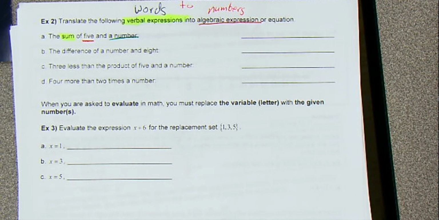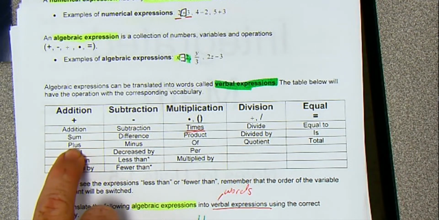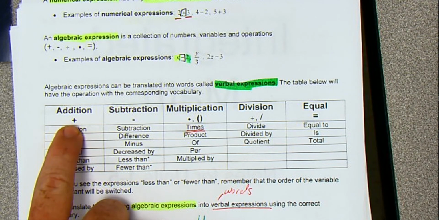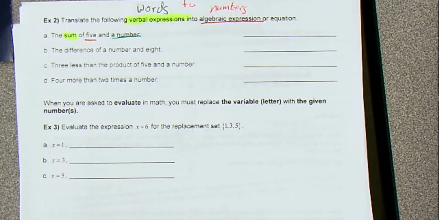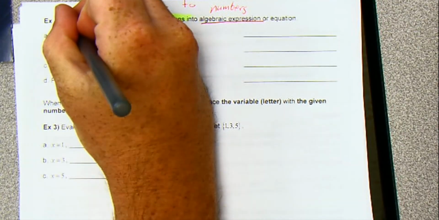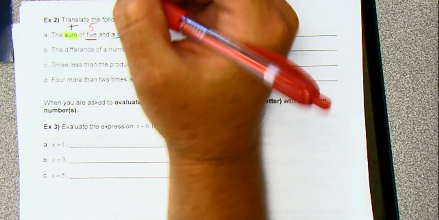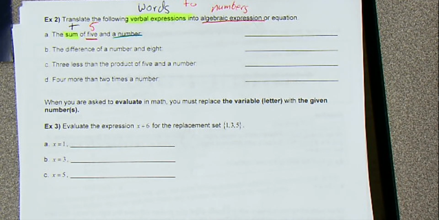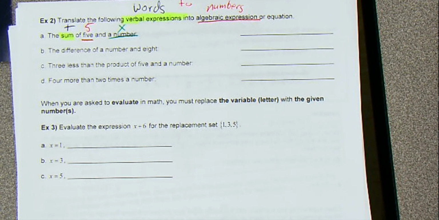So for the first one, the sum of 5 and a number, if I do not know what sum means, I go to my page that we were just on, which is right here. I look at my chart, I look for sum. Boom, there's sum. It means addition, so we're going to use the plus sign, okay? So above the word sum, I'm going to put a plus sign. Above 5, I'm going to write the number 5. And then for a number, let's be simple and use x for our variable. We'll use x to represent a number.